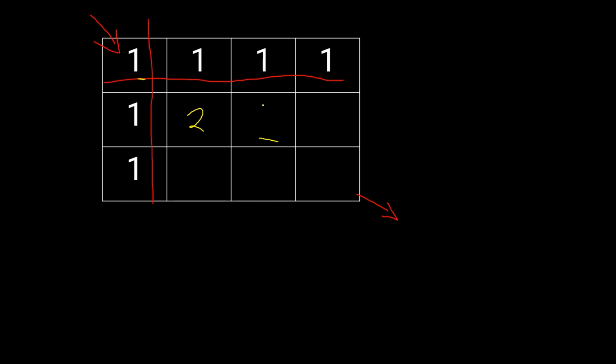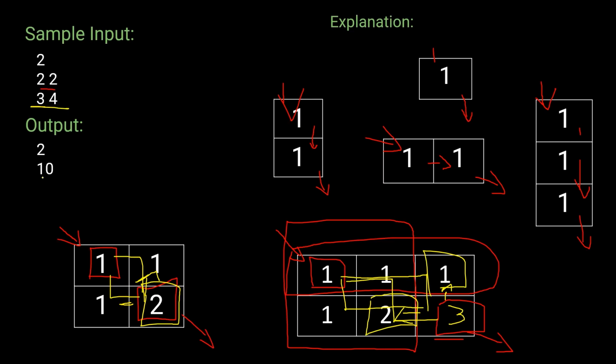Okay, 2 plus 1, what is this? 3. Now again, what could be the number of possible paths for this cell? That is 3 plus 1, 4. Again, for this cell, that would be 2 plus 1, 3. There are 3 unique paths from entering from this cell and exiting from this cell. Again, 3 plus 3, 6 unique paths for this cell, and 6 plus 4, 10. So there are in total 10 unique possible paths from entering the building from the top left corner and exiting from the bottom right corner. Okay, as we can see, we have got the correct output.